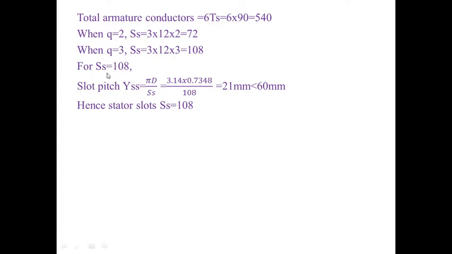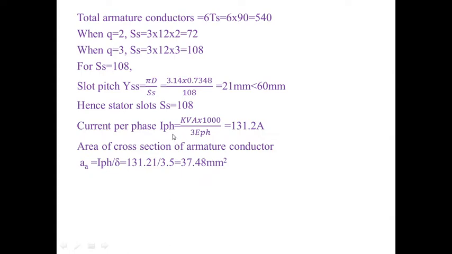For stator slots value as 108, then slot pitch YSS can be chosen as pi d divided by SS. So 3.14 into 0.7348 divided by 108. So you'll be getting 21 millimeter, which is less than the 60 millimeter. Hence stator slots SS is 108. So the assumed value or calculated value of stator slot is 108.